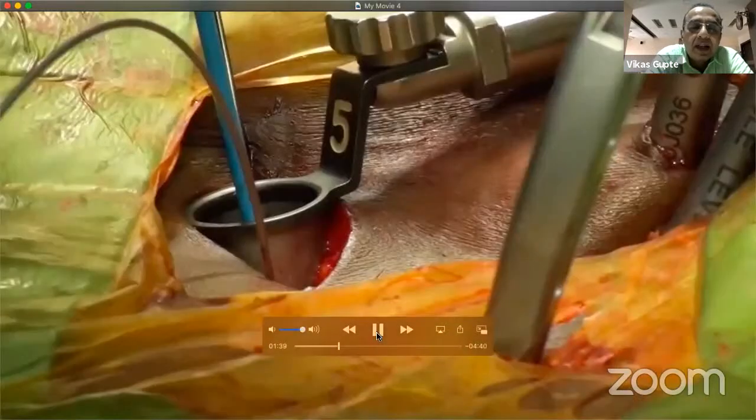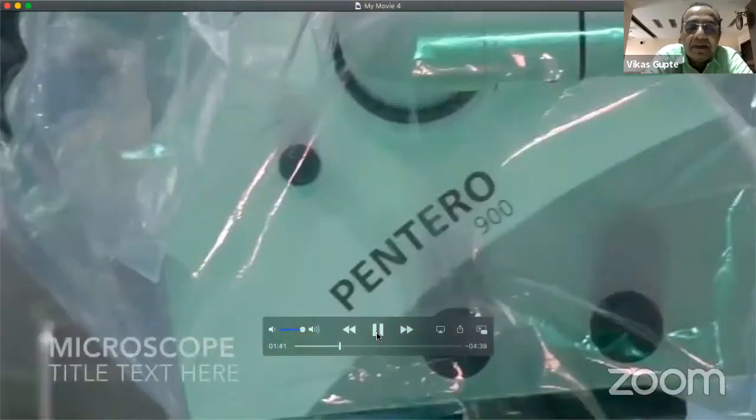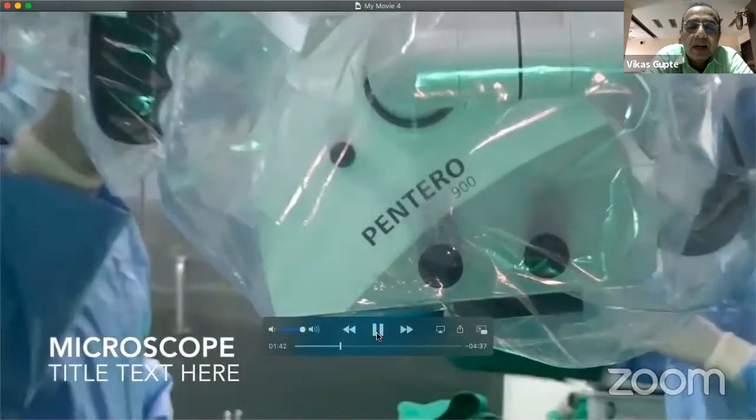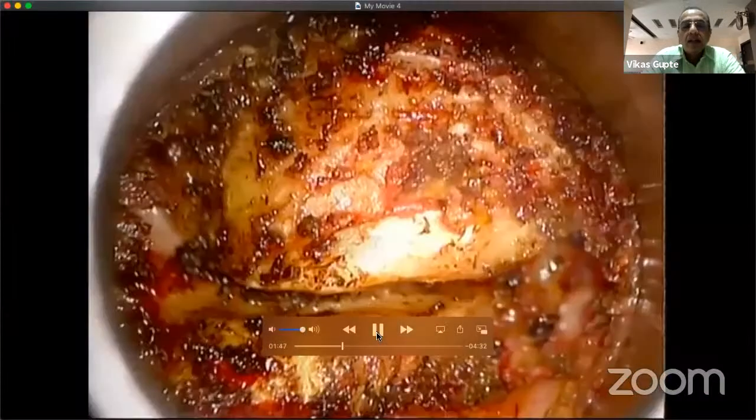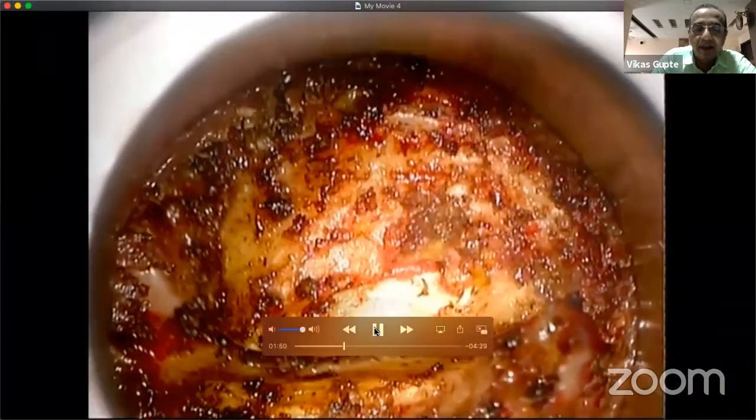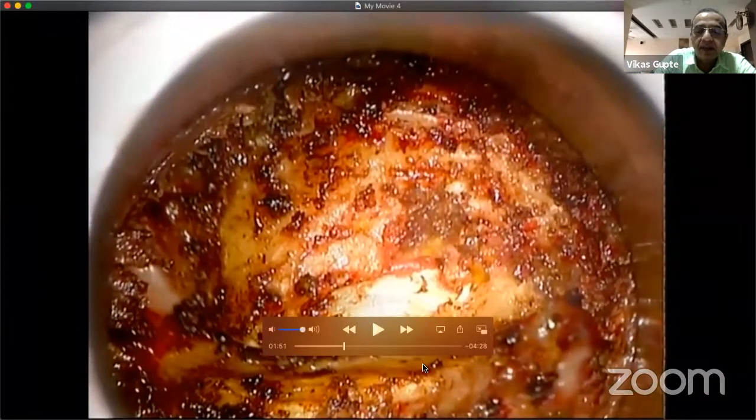Muscle creep is cleared. And using a microscope, this is the facet joint. See, this is the inferior facet. That's the superior facet. This is leg side. This is head side.